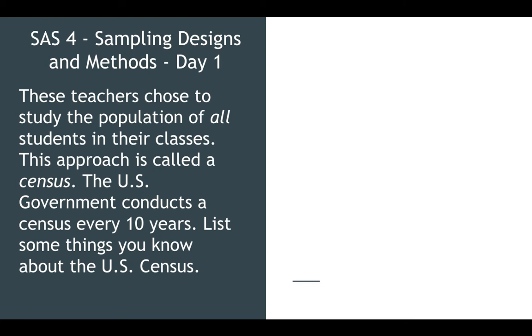This approach is called a census. Now remember, I told you that word's very important. If you're going to actually study the entire population, that is called a census. If you're doing just a sample, that's a sample experiment or a sample observational study. The U.S. government conducts a census every 10 years. What do you know about the U.S. Census? Think about some things you might know.